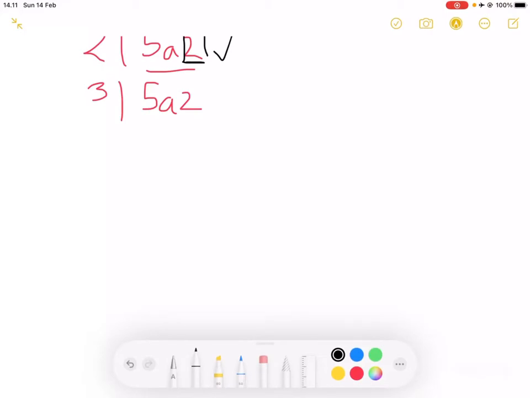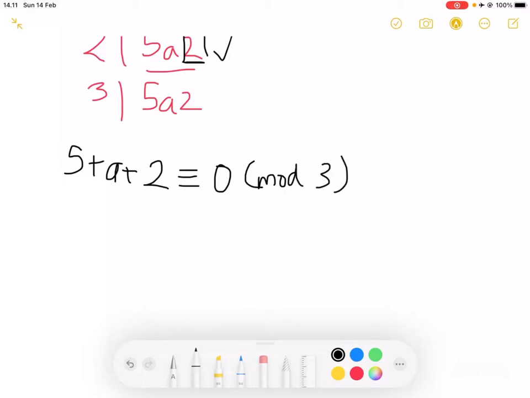And we can form a kind of congruence equation. So let's write the sum of the digits of this number. 5 plus a plus 2 is congruent, written by this three-line sign, similar to the equal sign but not really, to 0 mod 3. Or in other words, it leaves 0 remainder when divided by 3. And the left-hand side simplifies to 7 plus a congruent to 0 mod 3.